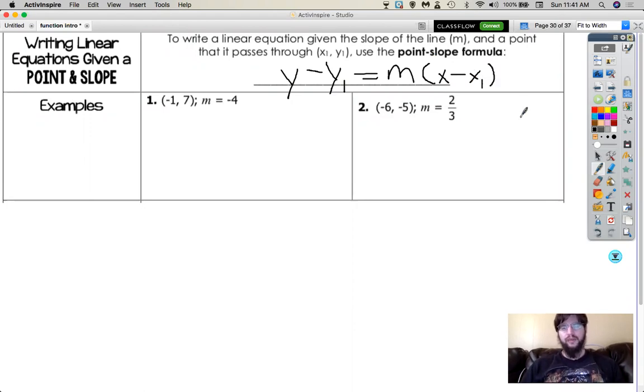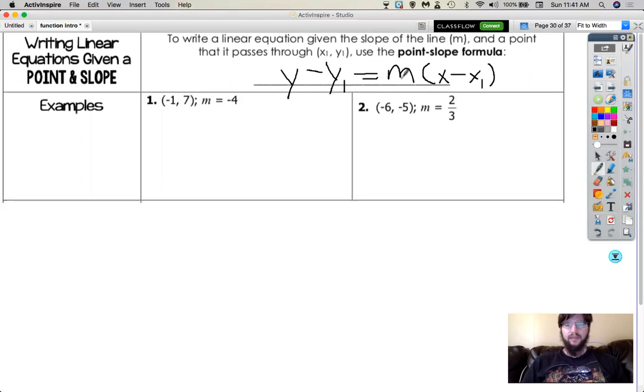This is an extremely important form of the linear equation. You will need to remember this form. I'm not going to give it to you, so memorize it. You'll see it a lot on the ACT as well. So let's see what's going on here. It's the point slope formula. It's really a form, but anyway.